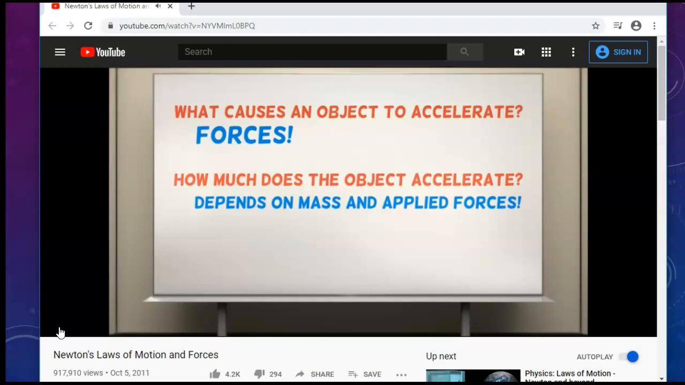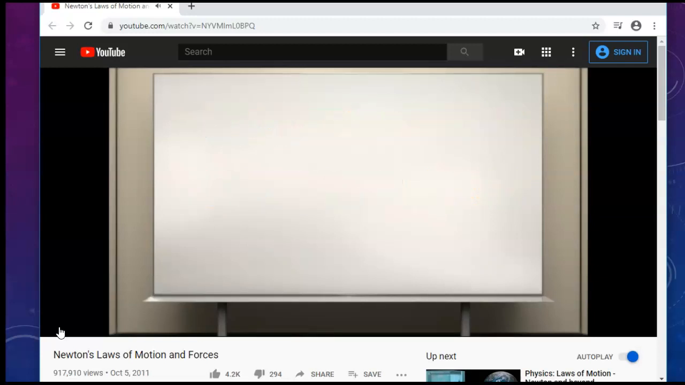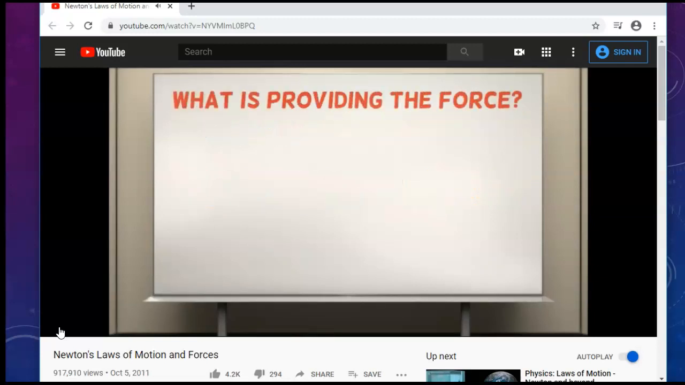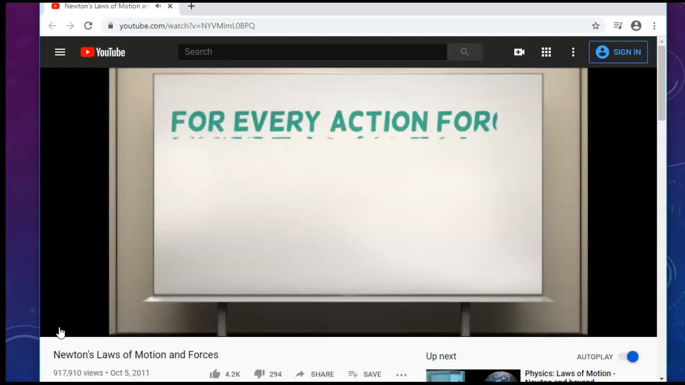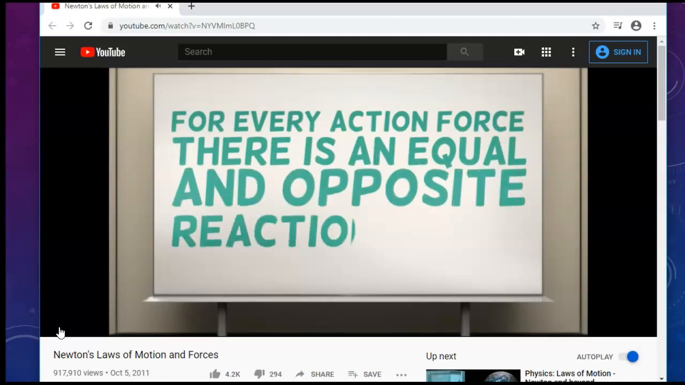The first two laws are centered on an object that is accelerated by a force. But what is providing the force in the first place? Newton's third law is that there is no such thing as a lone force. All forces come in pairs. In technical language, for every action force, there is an equal and opposite reaction force. Let's look at some examples.